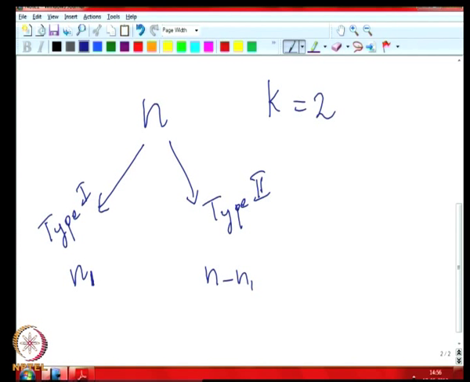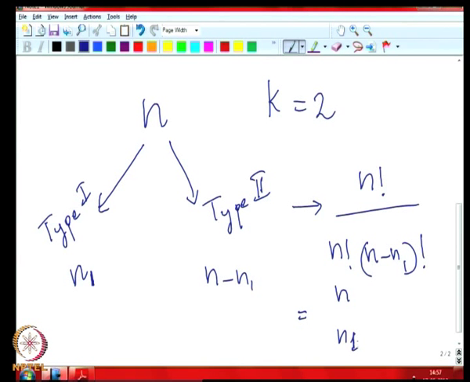Then the number of ways of permuting this multiset, which contains only 2 types of things. The first type repeats n1 times in the multiset, and the second type repeats n minus n1 times. The number of possible permutations is n factorial by n1 factorial into n minus n1 factorial in this case. So here you can see that this is the same as n choose n1.